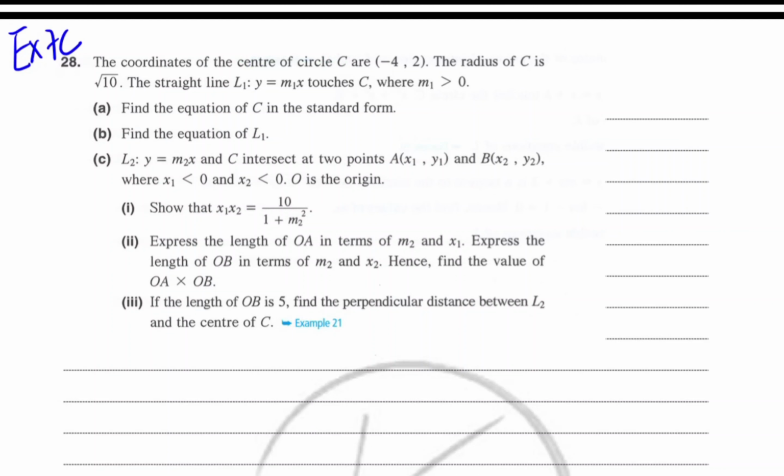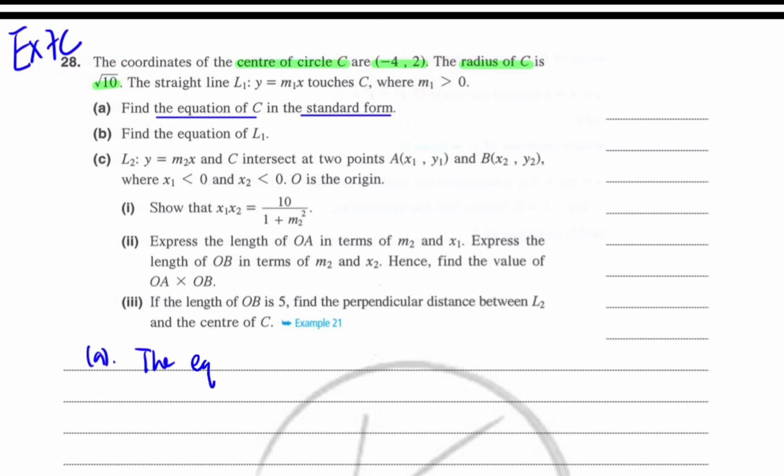Exercise 7C, question 28. The question gives you the coordinates of the center of circle C is (-4, 2), and the radius of C is square root 10. Part A asks you the equation of C in standard form. Very easy, because you have the center and also the radius, then you can directly plug into the equation.